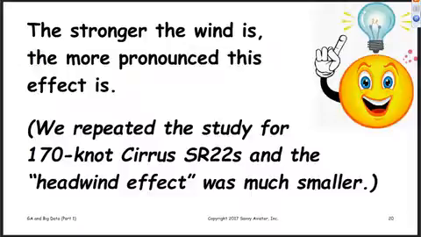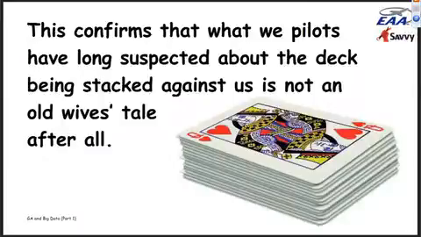We actually repeated the study, but instead of using Skylanes, we used Cirrus SR-22s, which was a faster airplane. And sure enough, the net loss that we came up with was a good deal less than the 7.5 knots that we were seeing when we analyzed the Skylanes. So this confirms what we pilots have long suspected about the deck being stacked against us. It's not an old wives' tale. It's true. There's a good physical explanation for it.